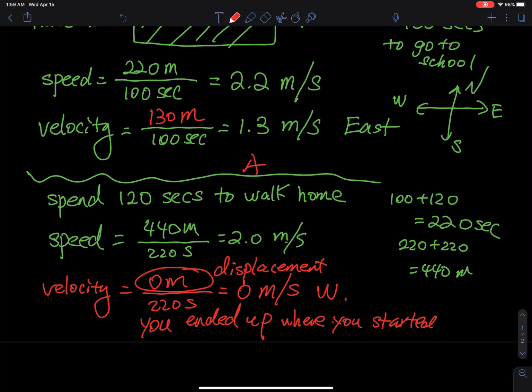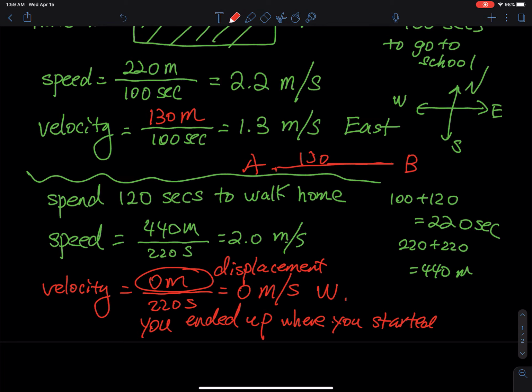From point A to point B, the distance is 130 meters. From home to school, you move 130 meters, right? But after school, you go back home. So that means you go back to where you were. Then the displacement is 0. Yes, you move 130 meters away, but at the end of the day, you go back home. So the displacement is 0, because the displacement is the moving of something from its place or position. You go out, you go back, the displacement is 0.